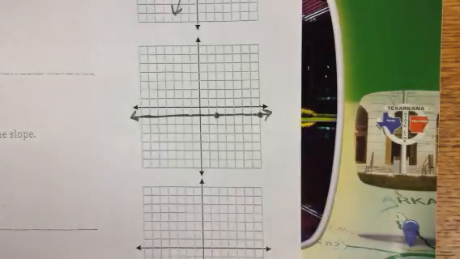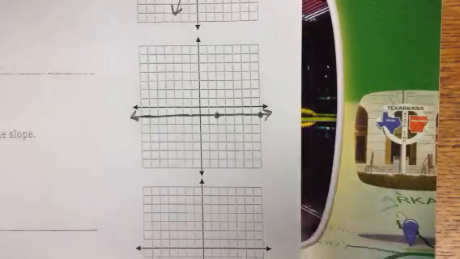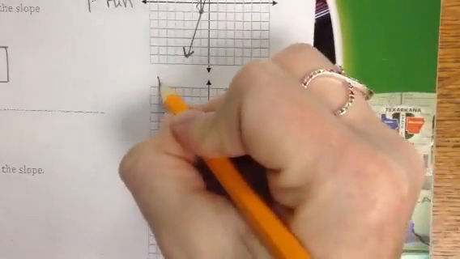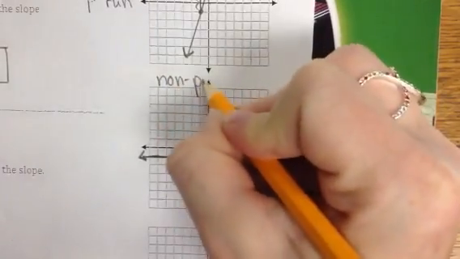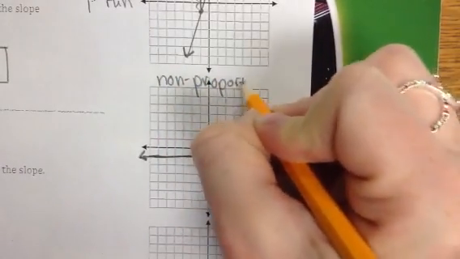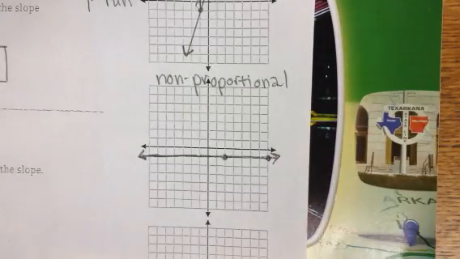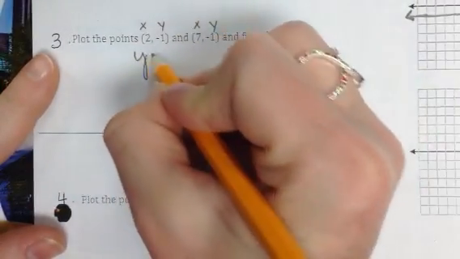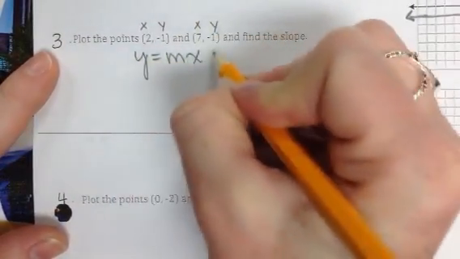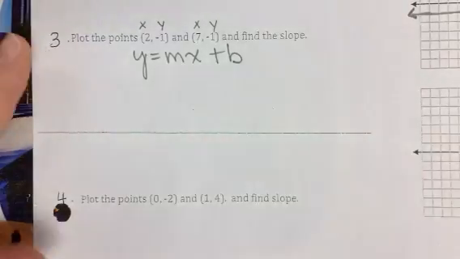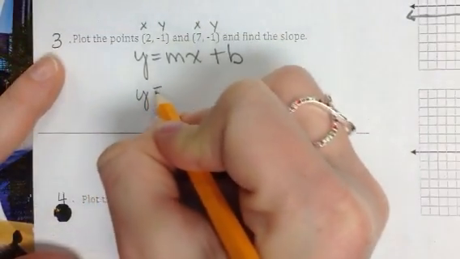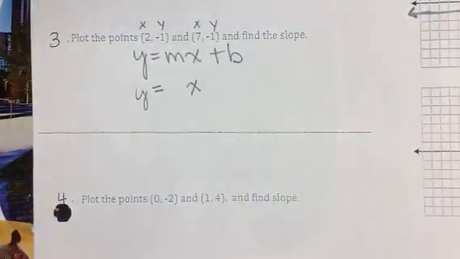Okay, I noticed that this is non-proportional because it does not go over the origin. It's below it. So I'm going to write out y equals mx plus b. Keep the y, the equals, and the x.